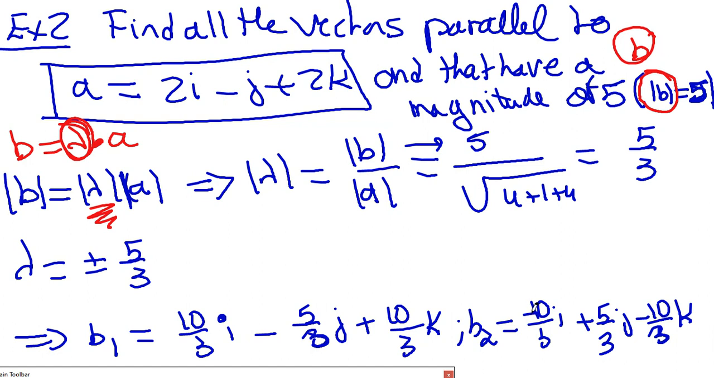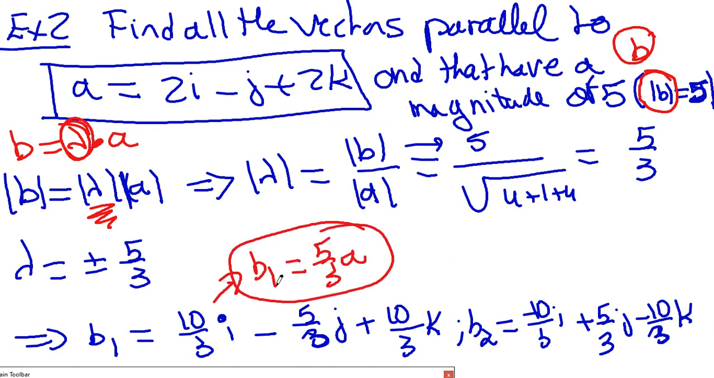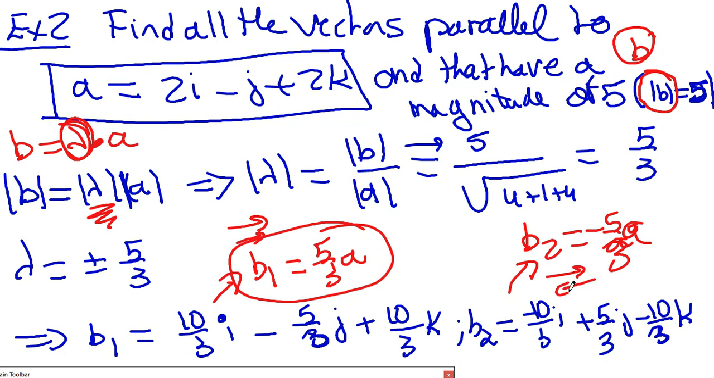So here I have two vectors. I can write b1 = 5/3 a. Those are collinear vectors, they are parallel. And b2 = -5/3 a. So they have opposite directions, one goes like this, one goes like this, but in the end they have the same length. They have the same magnitude.